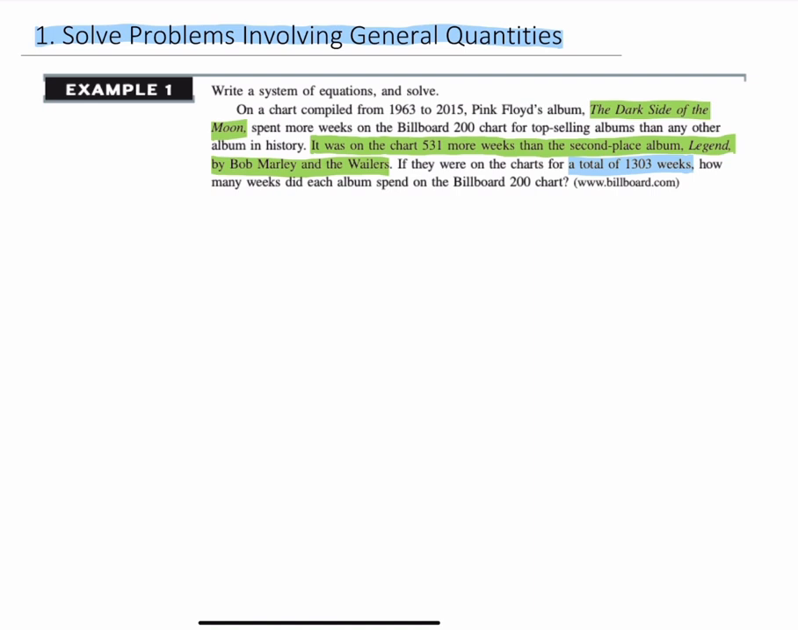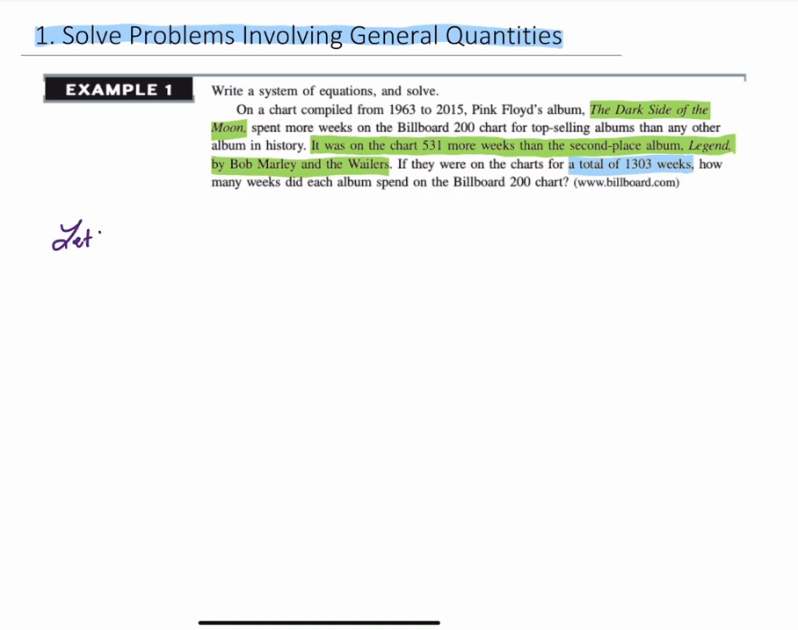So I see a couple things. Whenever you see some total amount, that's usually something plus something will equal the total. That's usually a good candidate for an equation. And then we also have this relationship between them. One was 531 more than the other. So first, let's just declare our variables. Let's define what they are and try to build two equations out of this little paragraph.